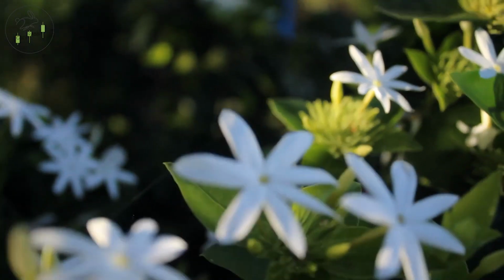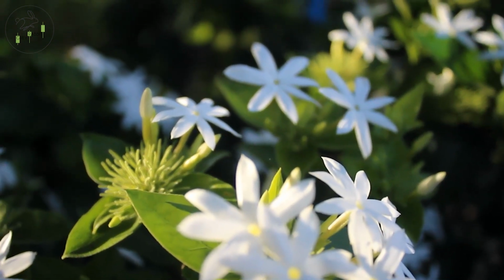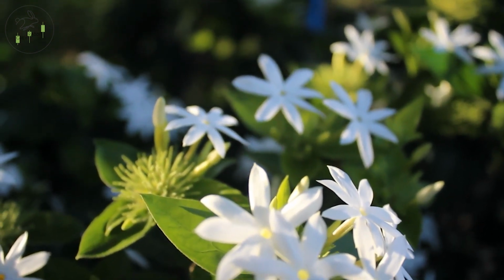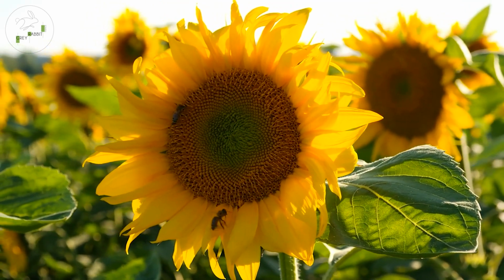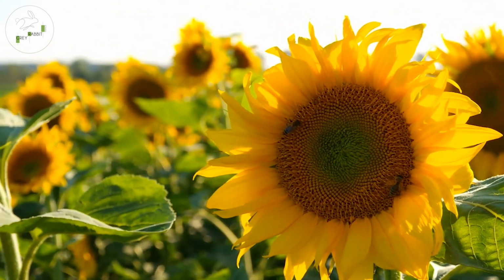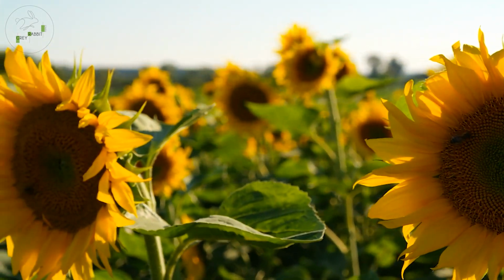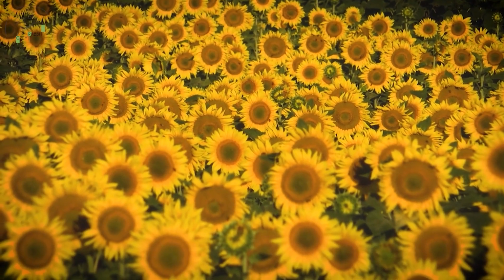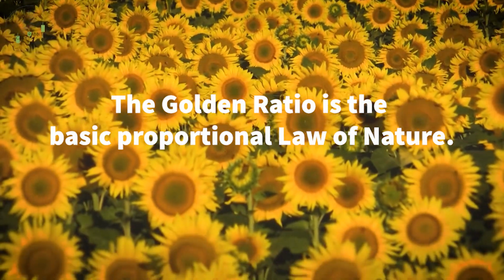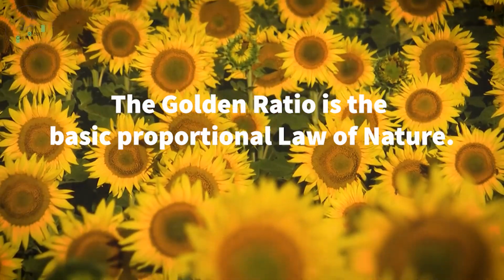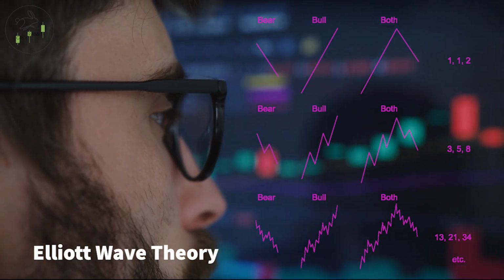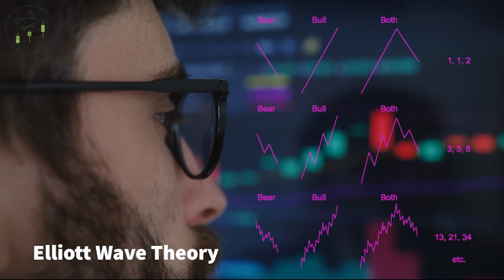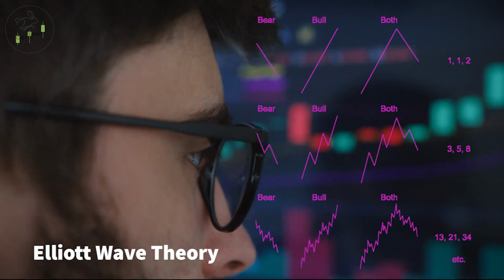The number of petals that grow on a flower is typically a Fibonacci number. The number of spirals on a sunflower is 34. These are just a few of the infinite examples found in nature. To simply explain this idea, the golden ratio is the basic proportional law of nature. It should be of no surprise to us as traders that the waves of the financial markets progress and regress based on the golden ratio and Fibonacci sequence of numbers.